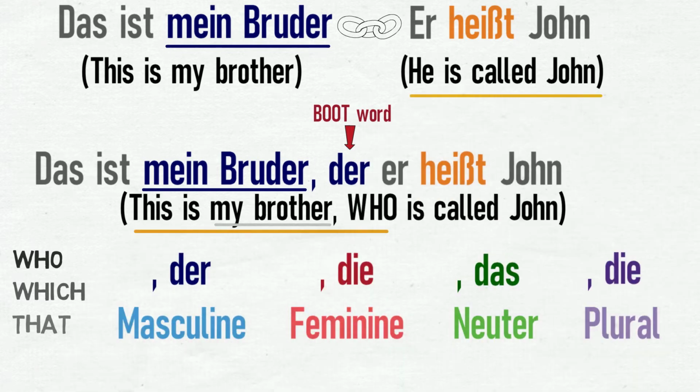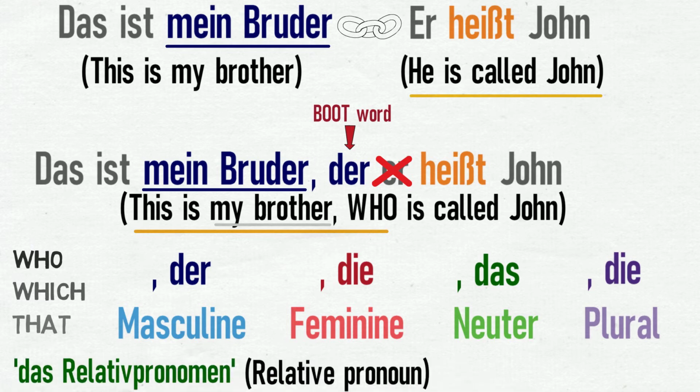he is called John. As you can see, we no longer need the word so we can think of the der, die, das, or die, which is called the relative pronoun, das Relativpronomen, as replacing the subject of the second sentence. This is why these relative clauses are used with the nominative case, because they replace a subject, which is always nominative. So our completed sentence is, Das ist mein Bruder, der John heißt. This is my brother who is called John.